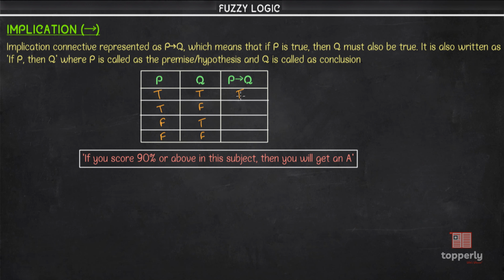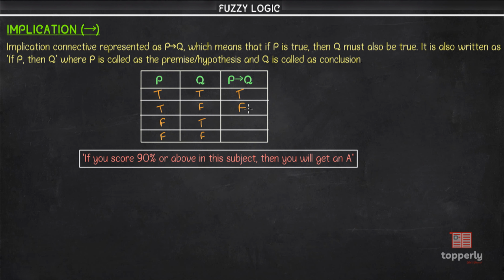In the next case, however, your grade is not an A even though you scored above 90%. That means your P proposition is true, but your grade is not an A, that is, your Q proposition is false. Then the promise was broken and hence the overall statement is false. So over here, if P is true and Q is false, then P implies Q will be false.